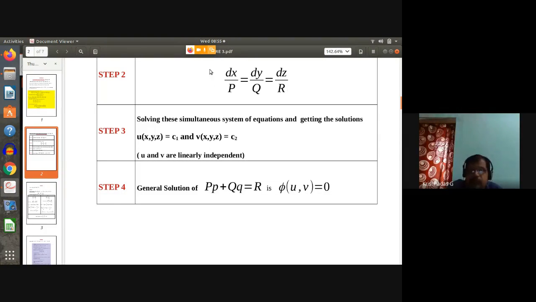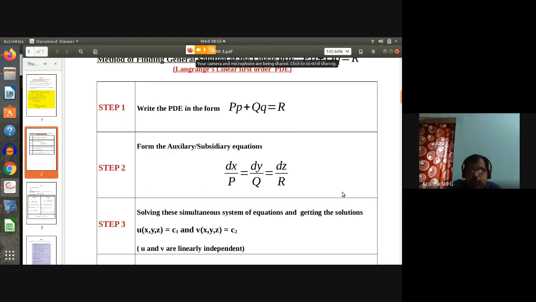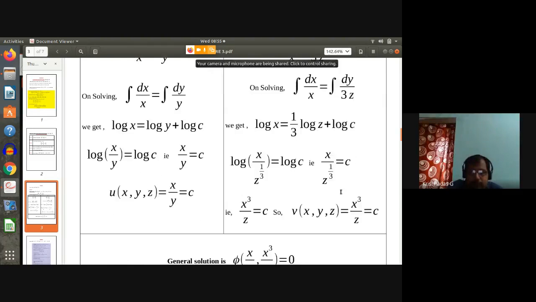So from this set of equations, choose two suitable equations and solve them for u and v. That is step 3. Now, after getting u and v, you can write the general solution as phi of u, v equal to 0, where phi is an arbitrary function. So this is the procedure of solving a Lagrange's linear partial differential equation. Now we go to the examples.